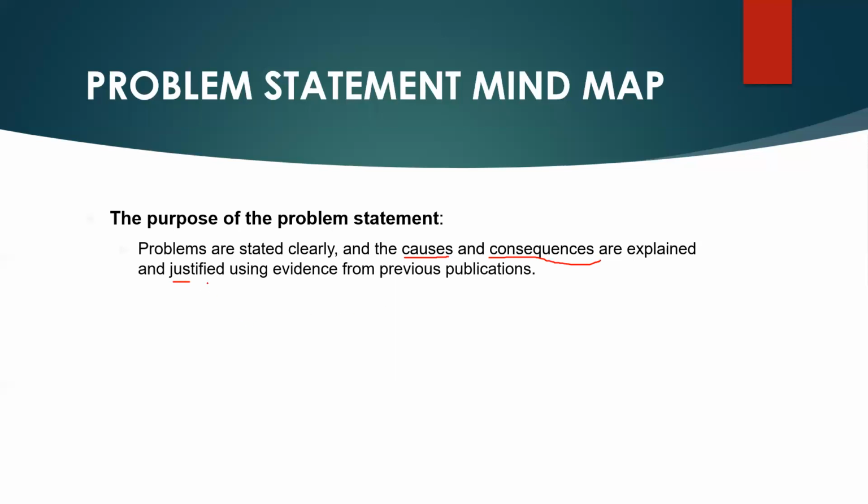And you must justify that the problem is serious using evidence from previous publications. And that evidence would be mostly aligned to the consequences, you know. So that's why in research we say problems must be socioeconomic in nature, you know. Socioeconomic means it must affect the social life of the people or the economic life of the people, all right? Economic life of the people.